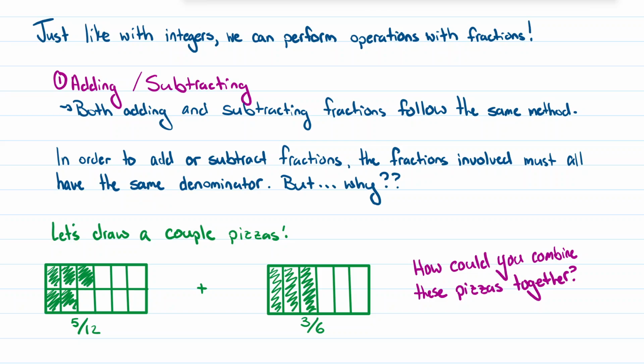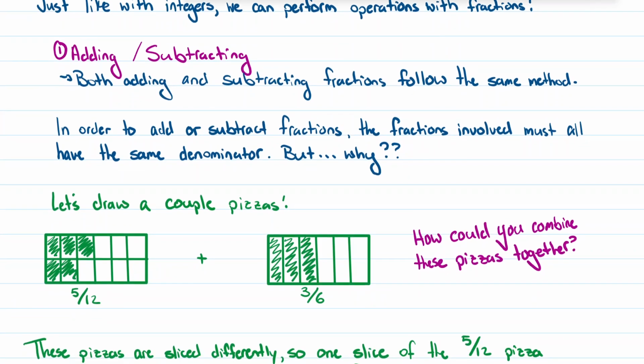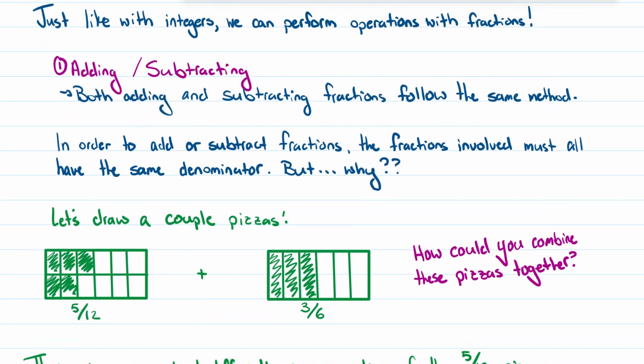But why? I want to talk about why we do this and why this needs to happen. And I want to do that using some pizzas. So I drew some square pizzas. They're a little bit easier to divide up. But we've got some square pizzas here. So you've got a pizza that has 5 slices out of 12 possible slices on it. And you've got a pizza here that's cut into 6 slices, and you've got 3 slices remaining.